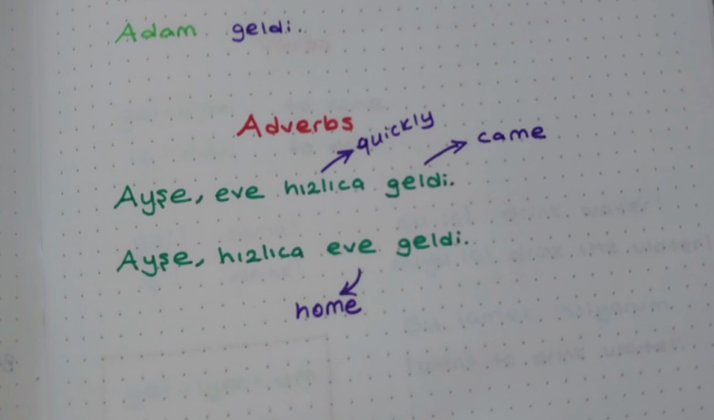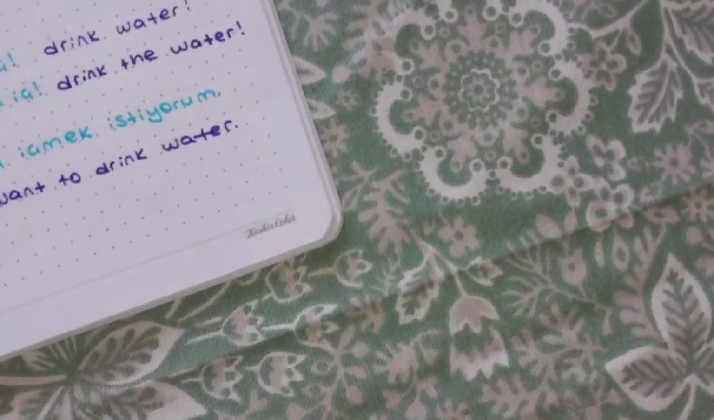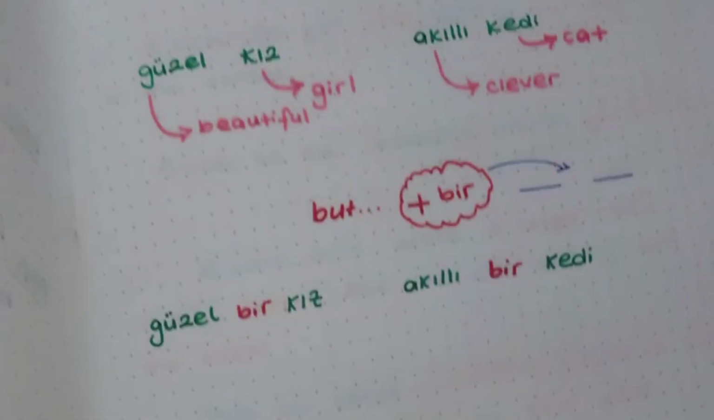Adverbs in general come before the verb. However, they need not come immediately before. The word that comes directly in front of the verb is the one that has emphasis within the sentence. Ayşe eve hızlıca geldi. Ayşe hızlıca eve geldi. In our first example, the emphasis is that Ayşe is quickly going home, whereas in the latter, the emphasis is that Ayşe is going home quickly.